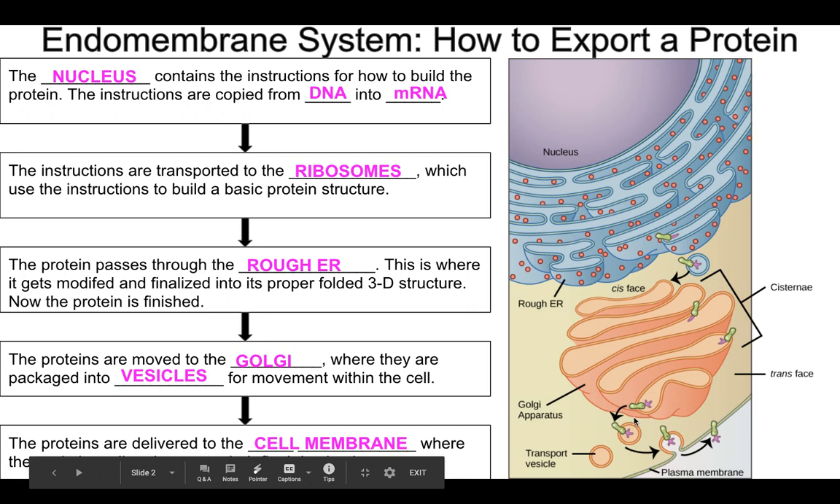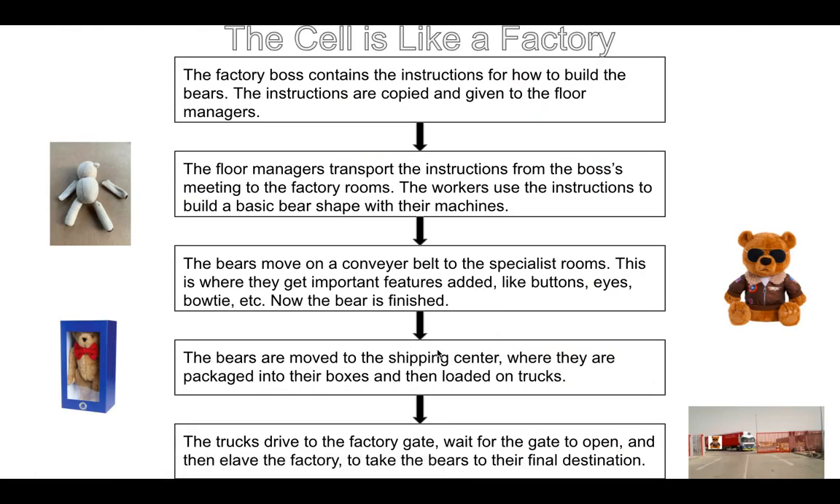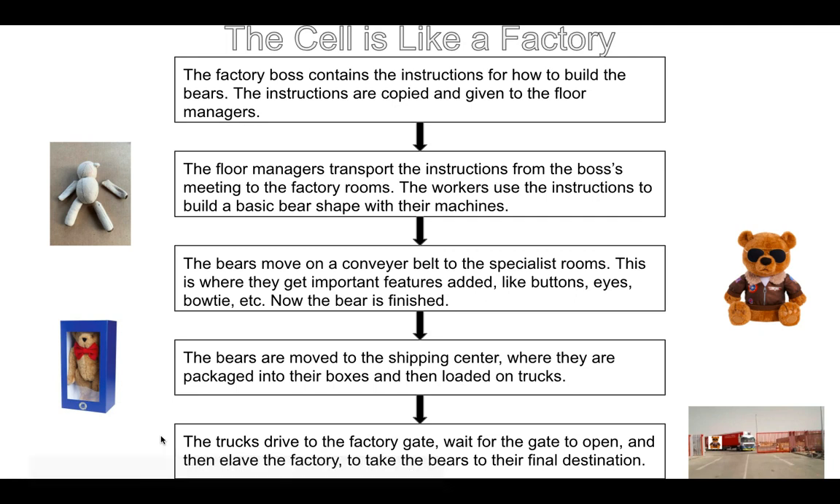So now we have our protein packaged and ready to go for final export, just like our bear. So what's the last step here? The last step is that we need to get the bears out of the factory. In other words, we have the bears packaged in their boxes. They've been loaded onto the trucks, aka the vesicles. And now what happens? The trucks have to leave the factory.